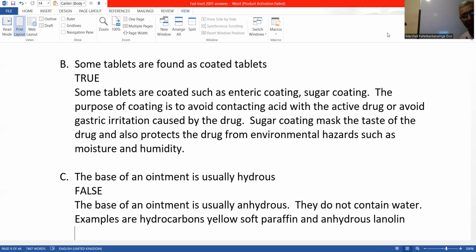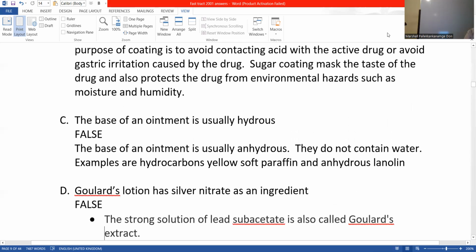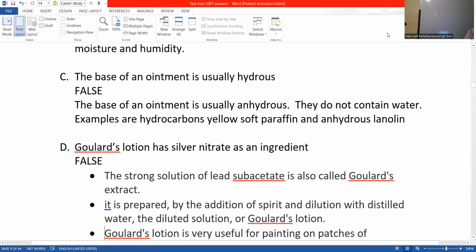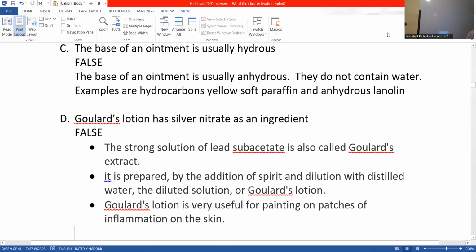C, the base of an ointment is usually hydrous. There are hydrous ointment bases, but most of them are anhydrous. They are typically hydrocarbons.